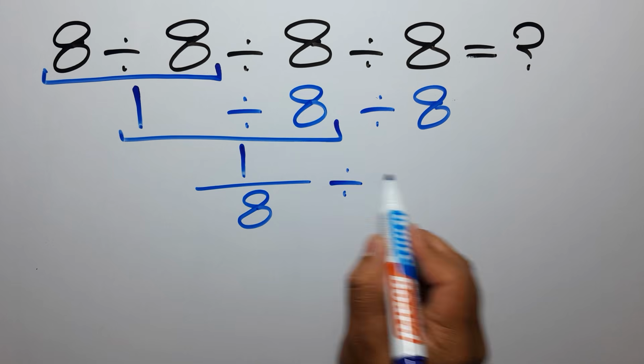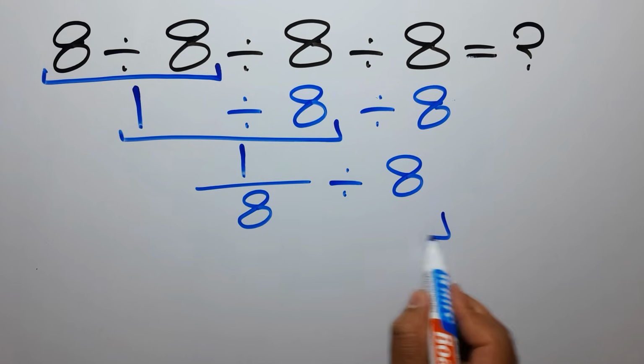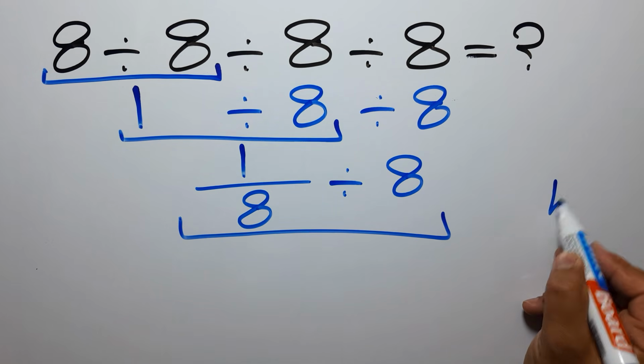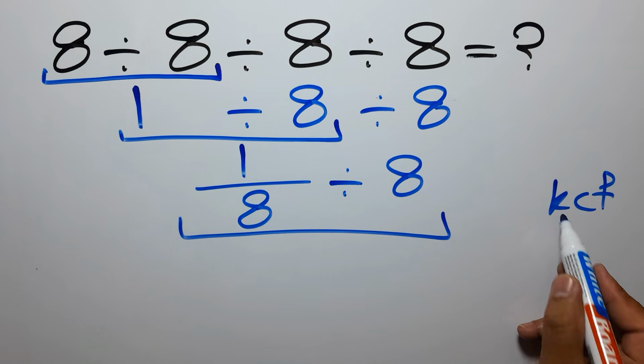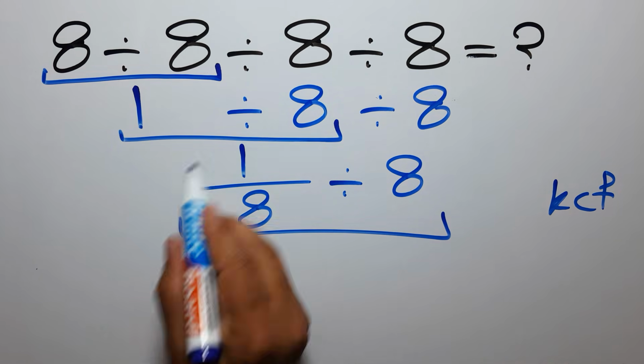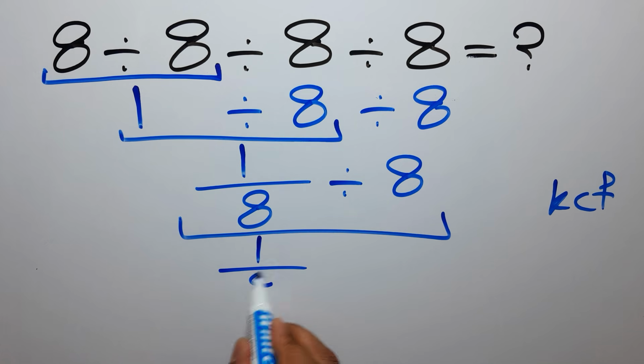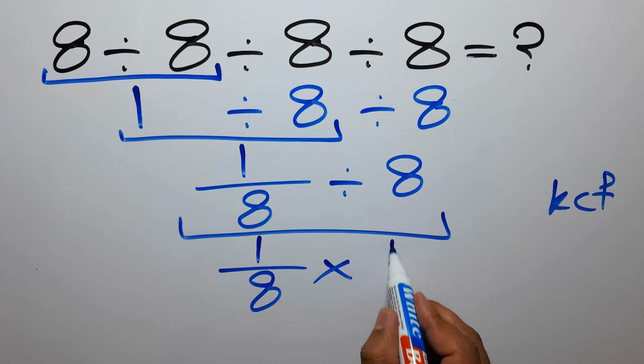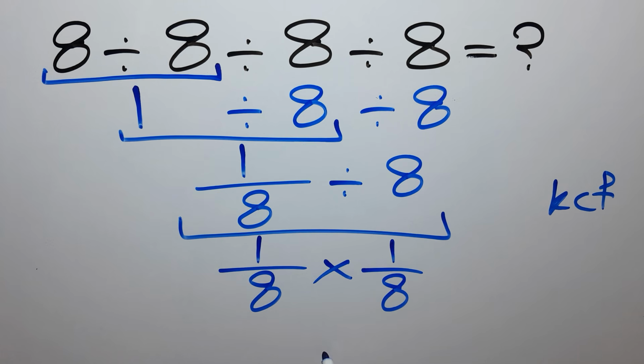Then divided by 8. Now, according to the KCF rule, K stands for keep, C stands for change, and F stands for flip. We can write: keep the first fraction, change division to multiplication, and flip the second fraction. So we have 1 over 8 times 1 over 8, which equals 1 times 1 gives us 1.